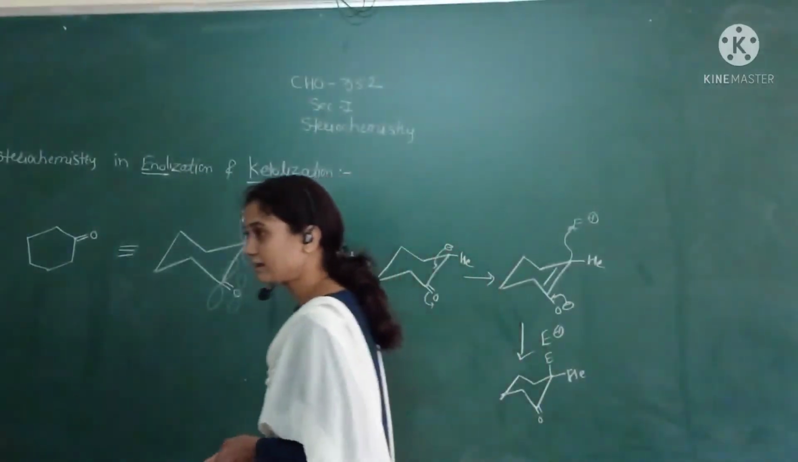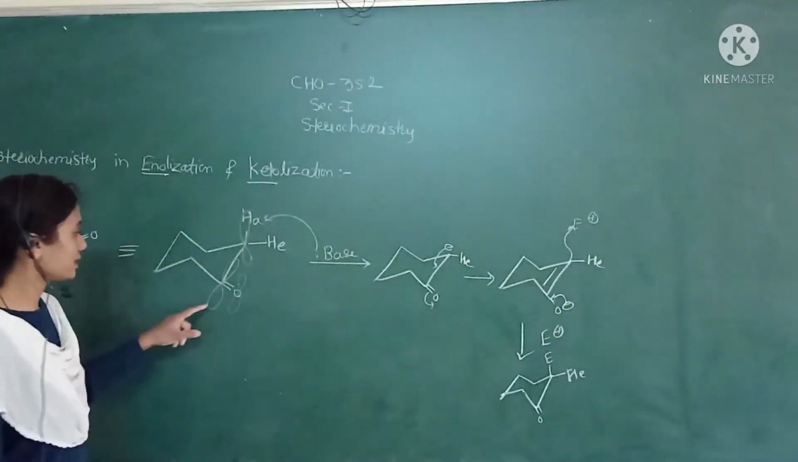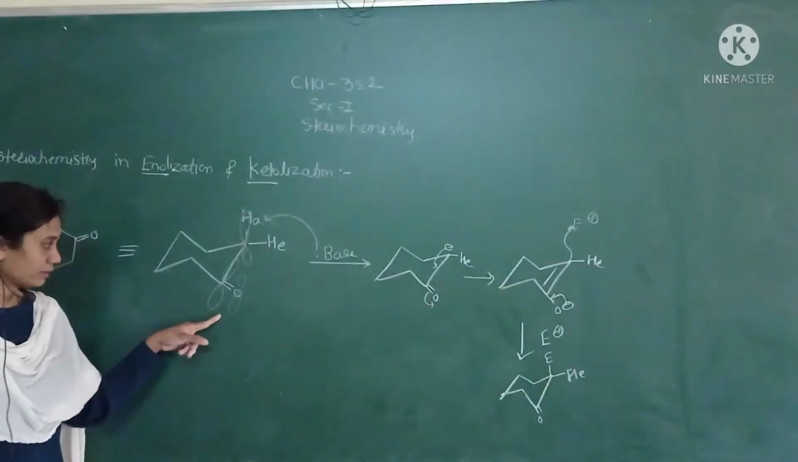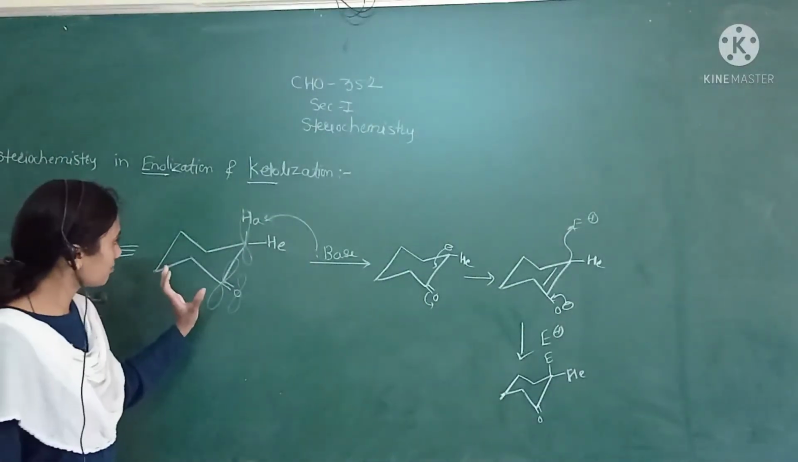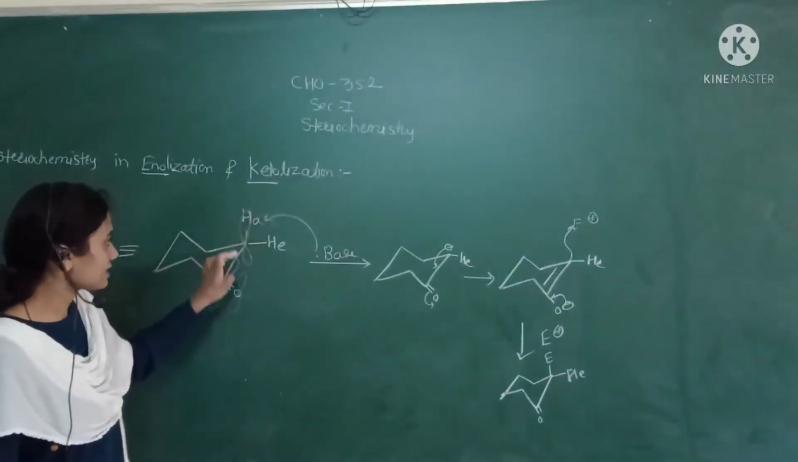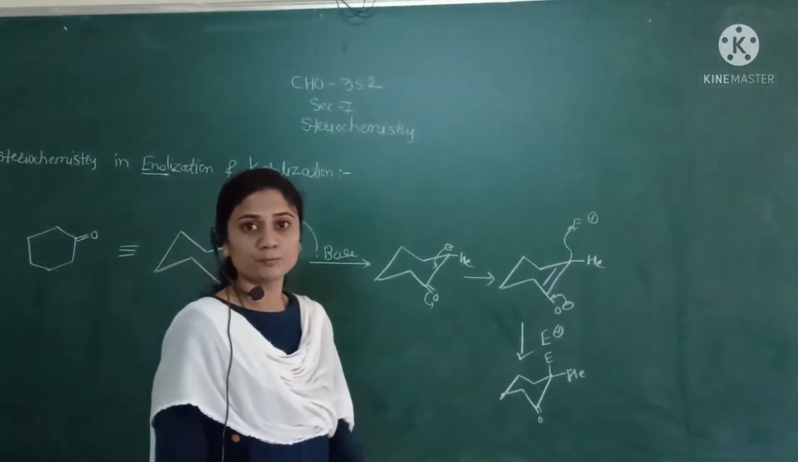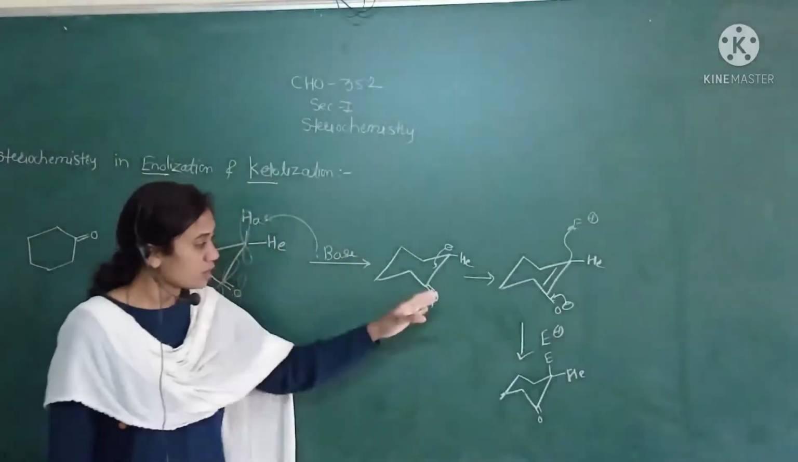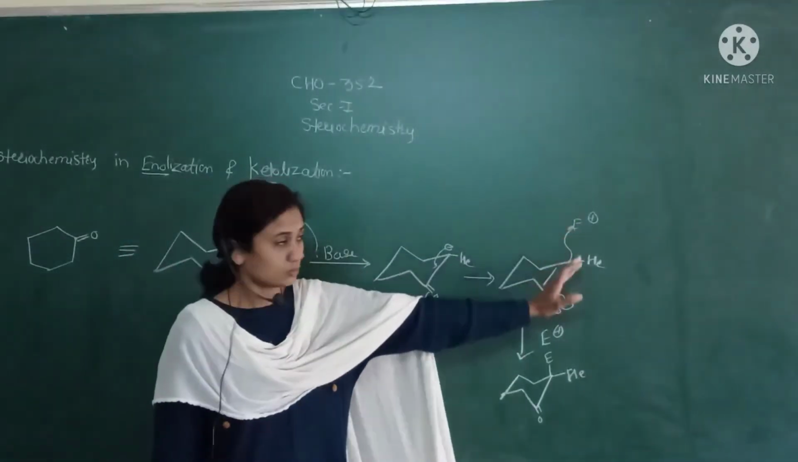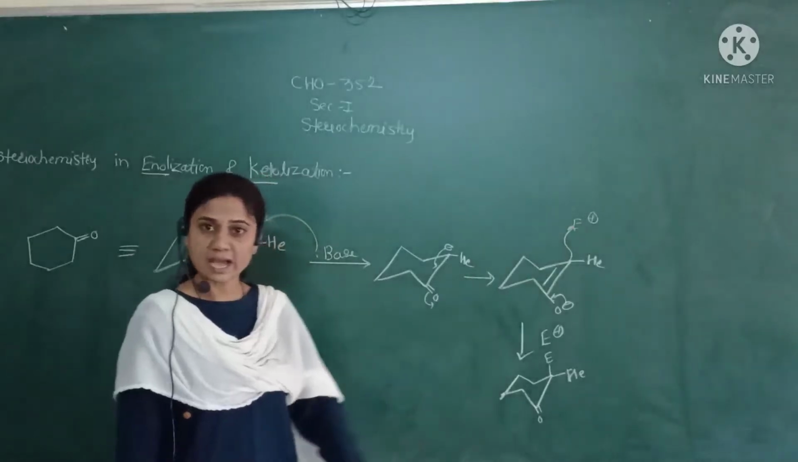So when the carbonyl group is a part of the 6-membered ring, then the axial hydrogen is abstracted first, and then the incoming group, that is the electrophile, also attacks from the axial position.